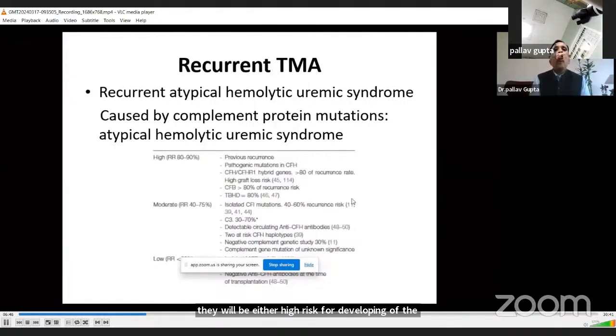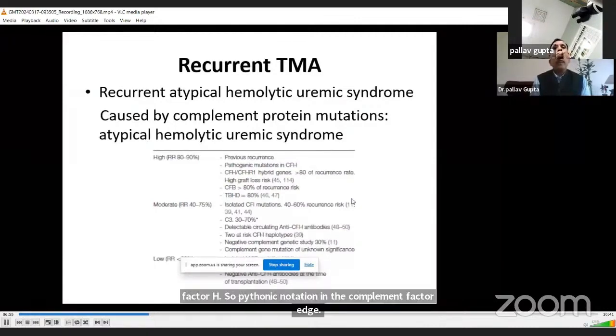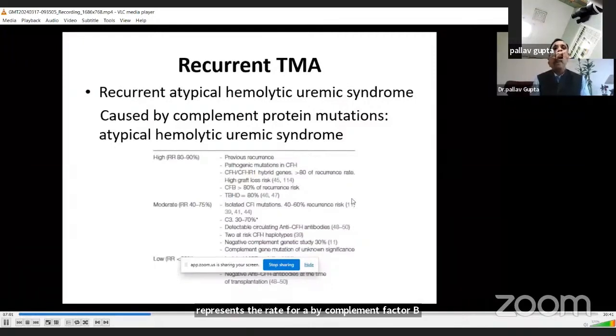So patients who have a pathogenic mutation in complement factor H carry a very high risk of recurrence, more than 80% recurrence rate, followed by complement factor B mutations. Moderate risk, that is a 40 to 75% recurrence rate, can be seen because of isolated complement factor I mutations, C3 mutations, or detectable circulating anti-factor H antibodies. In other conditions like MCP, membrane cofactor protein mutation, diacylglycerol kinase mutations, or absence of anti-complement factor H antibodies, the recurrence rate is very low.